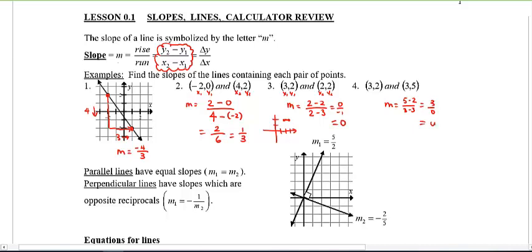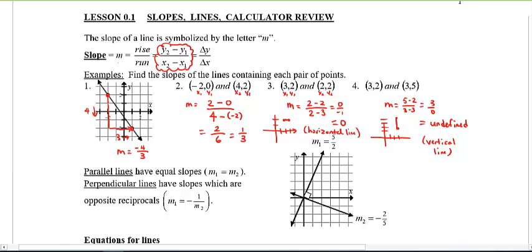And in this case, we have an undefined slope. Can't divide by 0. But if I were to graph out these points, 1, 2, 3, 2, 3, 5, you'll see that they are vertical, and yes, slopes of vertical lines are undefined. Okay, so I'll just make a quick note, vertical line, and then for number 3, horizontal line.